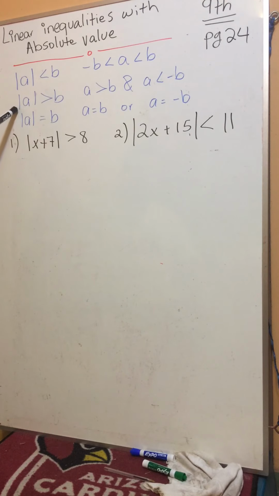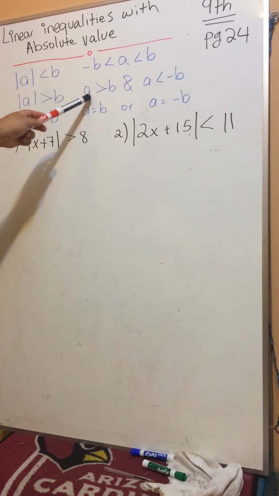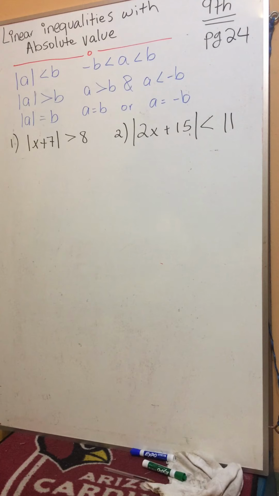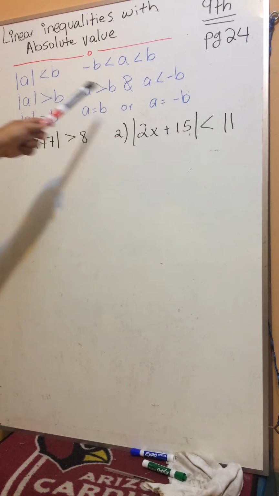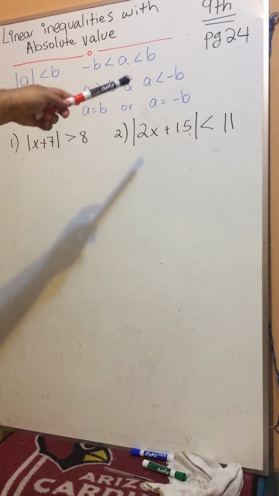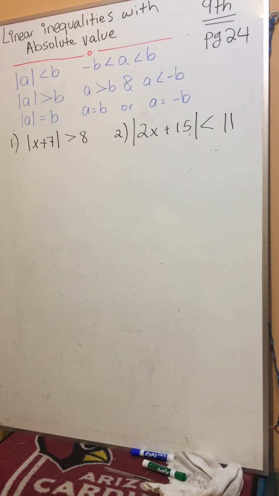Now, if the absolute value of a is greater than b, that means that a is greater than b and that a is less than negative b. So that means that we have to join them, like we saw in lesson 2. These are combined inequalities. And when the absolute value of a is equal to b, that means that a can be b or a can be negative b, because when we put it inside the absolute value symbols, it's always going to be positive.